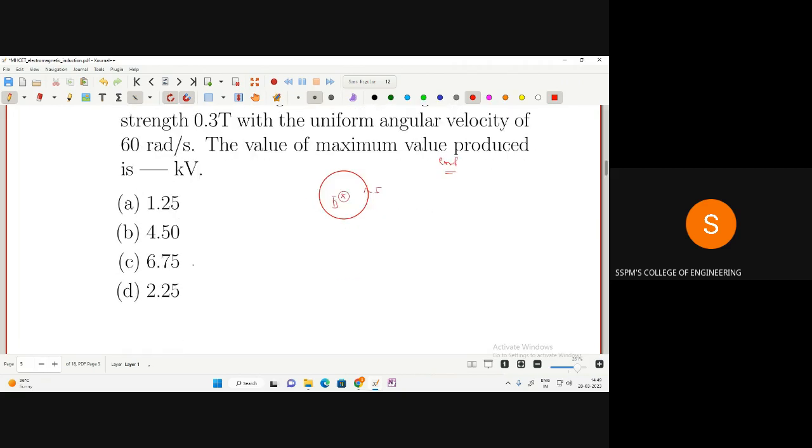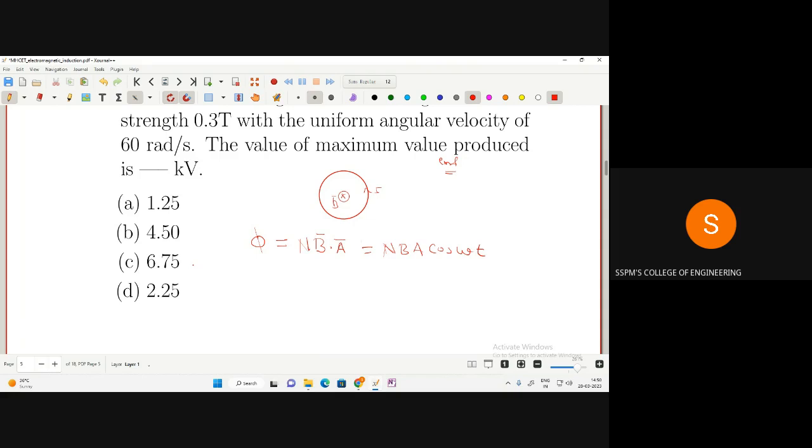Now, first of all, find the magnetic flux. The magnetic flux is equal to the number of turns into B bar dot A bar, where B bar is the vector magnetic induction and A bar is the area enclosed by the coil. And according to the dot product of two vectors, it is N, the number of turns, BA cos omega t.